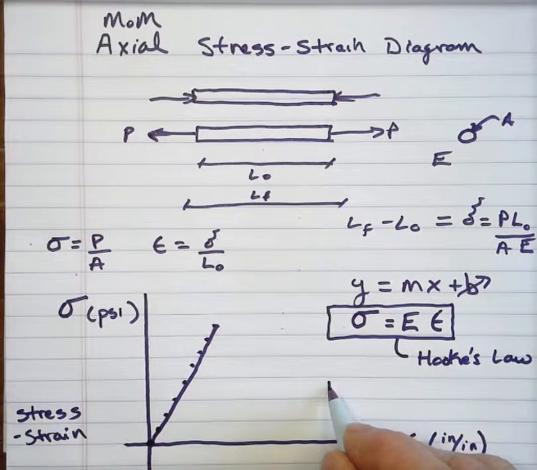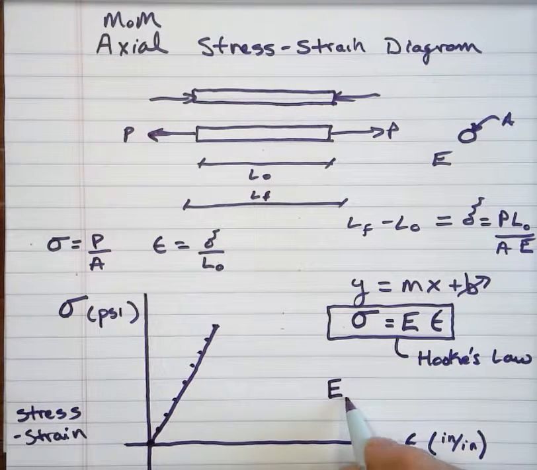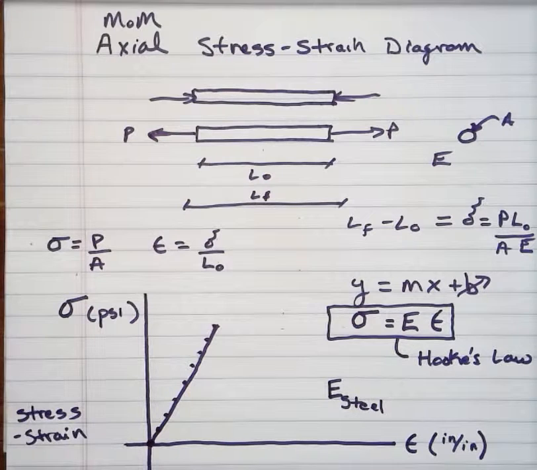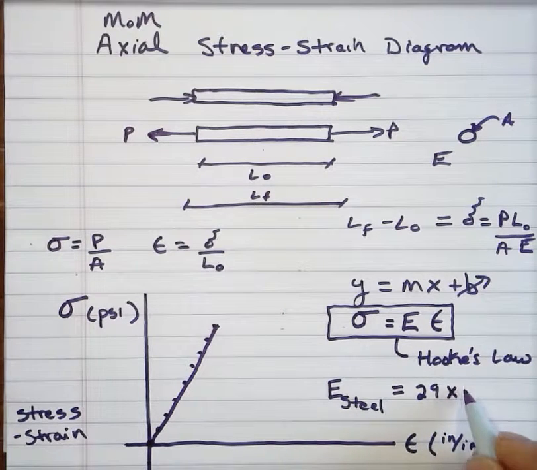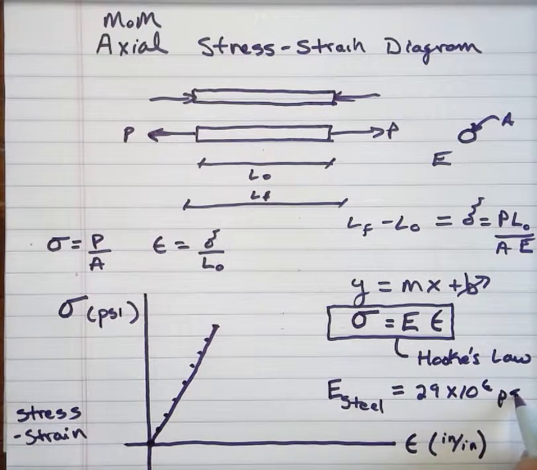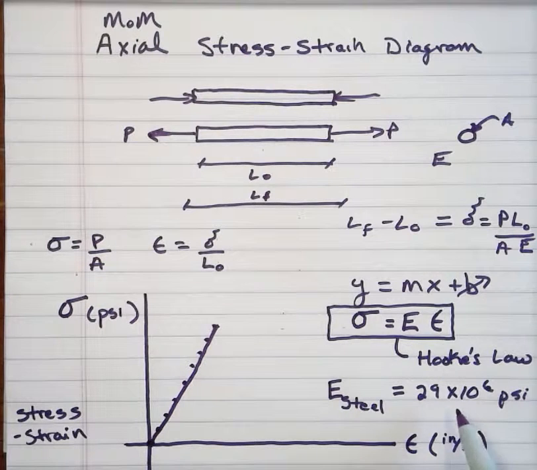As a civil engineer, I had used the modulus of elasticity for steel so many times that I even remember what it is here today. It's 29 times 10 to the 6th psi. That's a pretty big number. 29 million psi is what the modulus of elasticity is for steel.